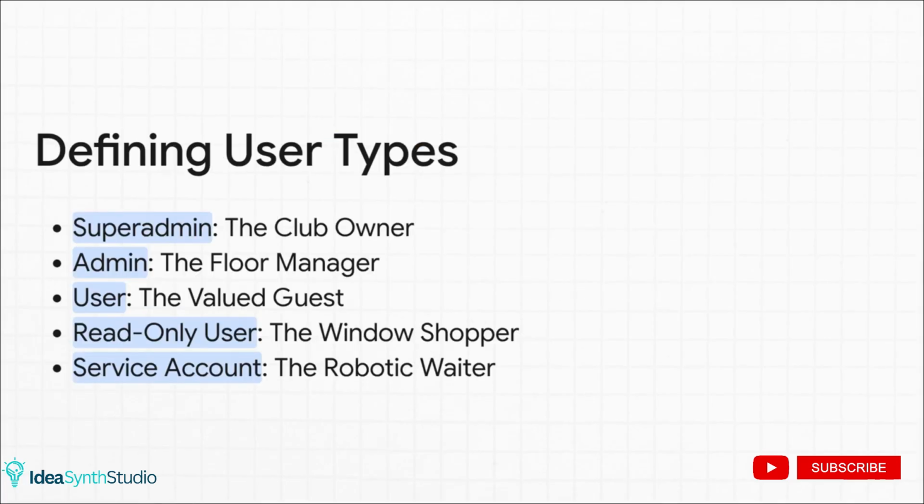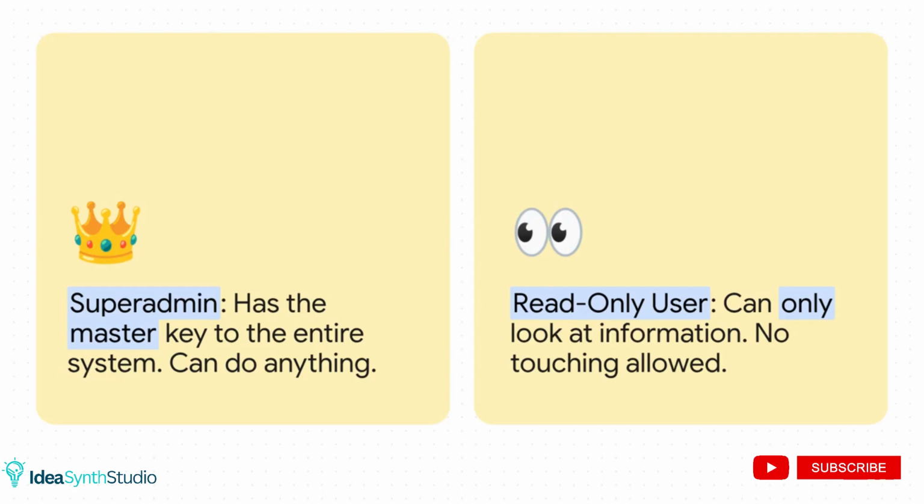And our whole club metaphor works perfectly for breaking down these user types. The super admin, that's the club owner. They have total control. The admin is the floor manager, making sure everything's running smoothly. The user, that's you, a valued guest just there to enjoy the party. A read-only user can only peek through the window. And the service account? Think of it like a robotic waiter, programmed to do one specific job, like delivering drinks and nothing else.